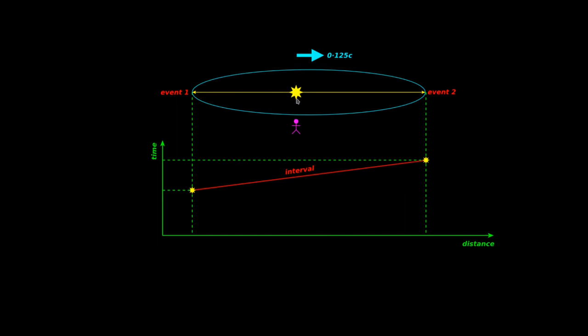As seen from the ground, the back of the rocket is moving towards your light source, your flash of light, and the front of the rocket is moving away from it. So the light reaching the back of the rocket will happen before the light reaches the front of the rocket. So these two events, the light reaching the ends of the rocket, now happen not only at different places, but at different times, as seen by an observer on the ground. So events that are simultaneous to an observer on the rocket are not simultaneous to an observer on the ground.